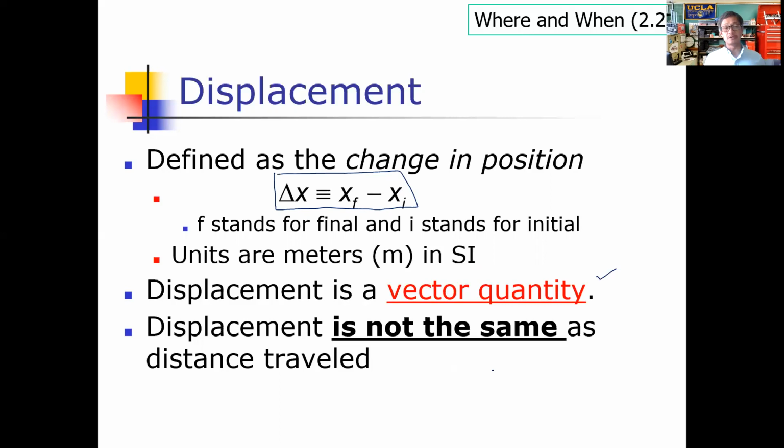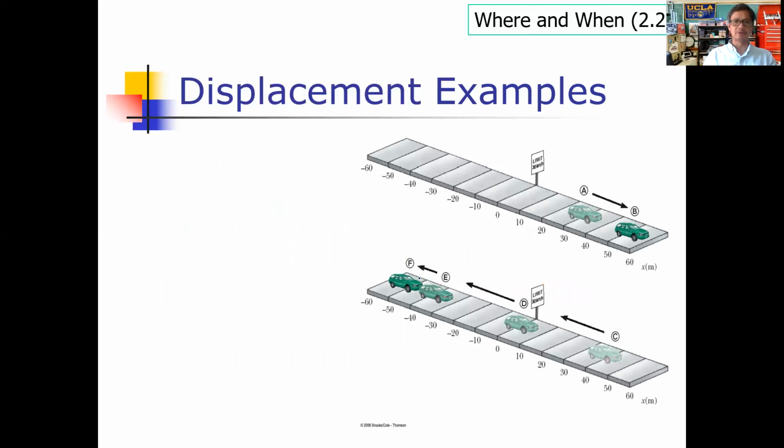Now, understand this. Displacement and the total distance traveled are not the same thing. And make sure you understand why that is. The total distance traveled actually is a scalar quantity, whereas the displacement is a vector quantity. So let's go ahead, and I want to give you an example of displacement before we go on, and then we'll talk about the difference between displacement and total distance traveled. Okay? All right, so let's take a look at an example here.